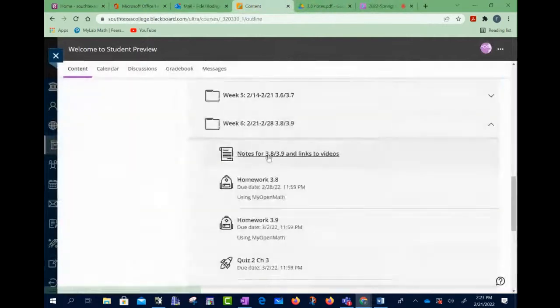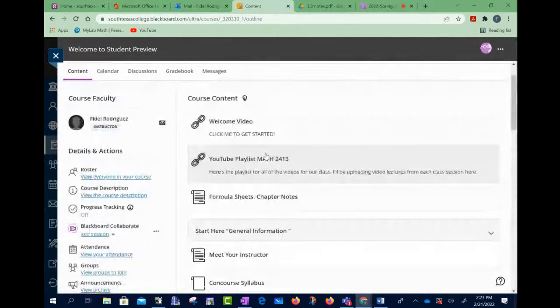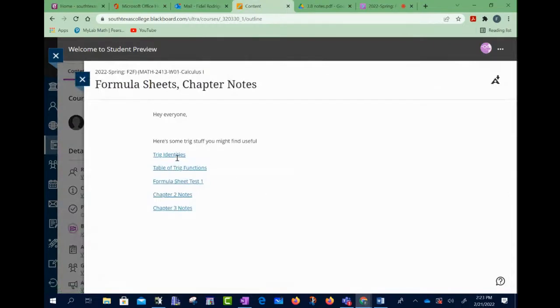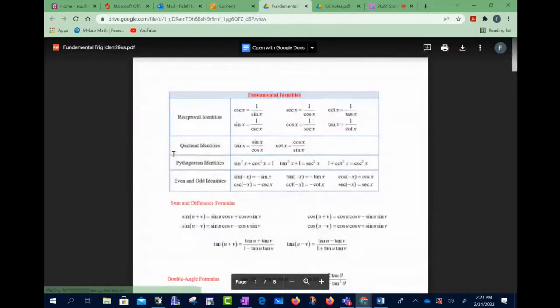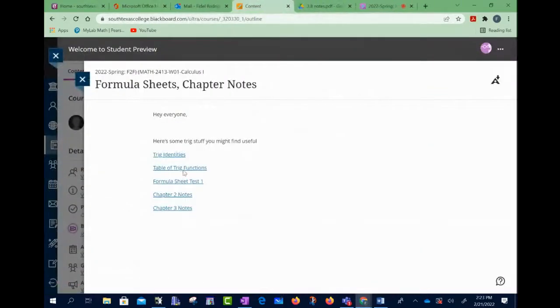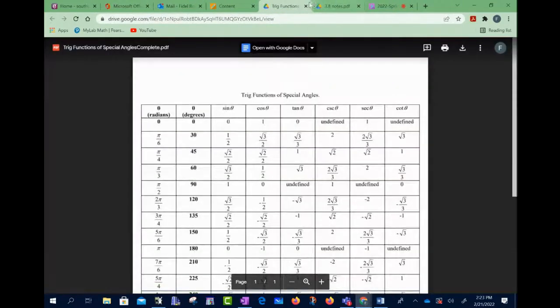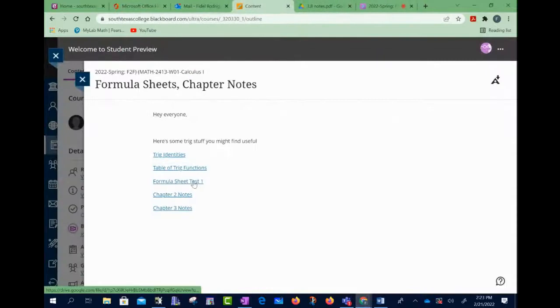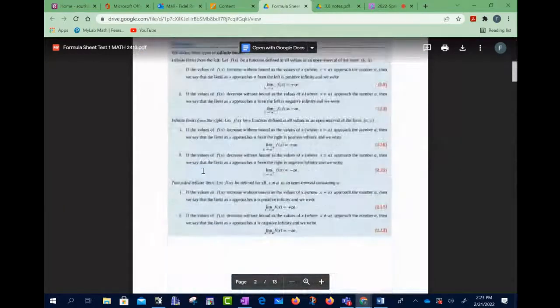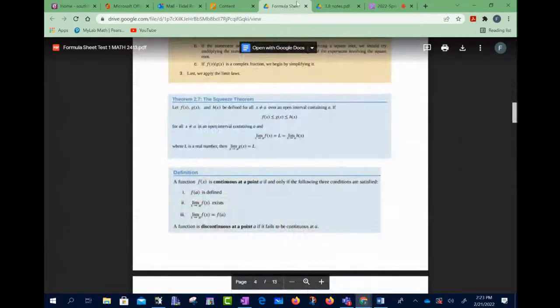The other thing I wanted to mention is, up here before, I called it trig stuff and formulas. I just changed it to formula sheets and chapter notes, but it's the same thing. So I have the trig identities up here, so again, you'll have access to that. The table of trig functions, we already had access to that, right? The formula sheet for test one, I put it up here as well. It's in the review too, but I also put it over here, so in case you need it, it'll be there.